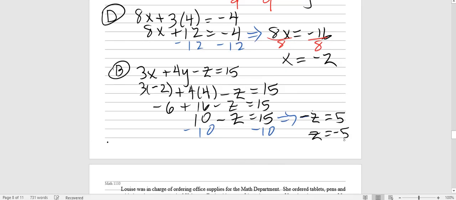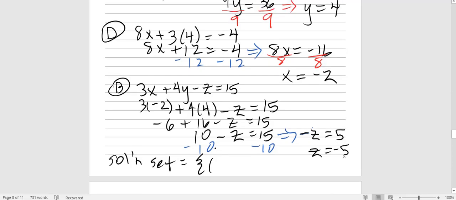So my solution set then is a set of ordered triples that contain this one ordered triple, where the x is negative 2, the y is 4, and the z is negative 5.